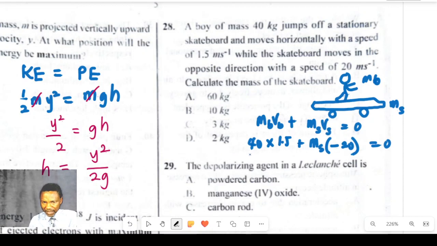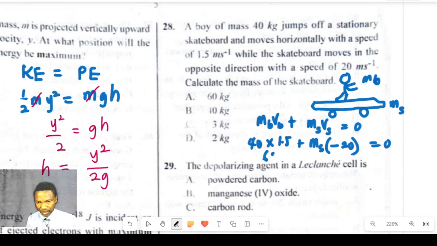So automatically, you have 40 times that. So let's do that. We have 40 times 1.5, so that is 60.